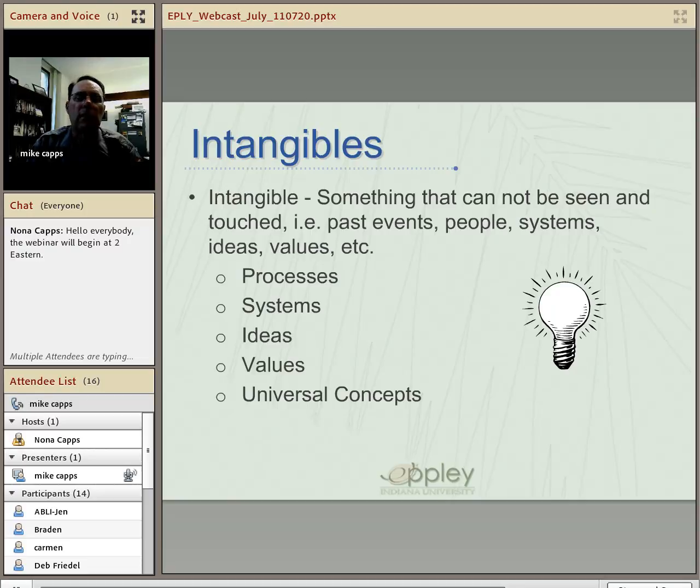which kind of leads into the idea of universal concepts. With universal concepts, we're dealing with intangible ideas or resources that almost everyone can relate to in some way.